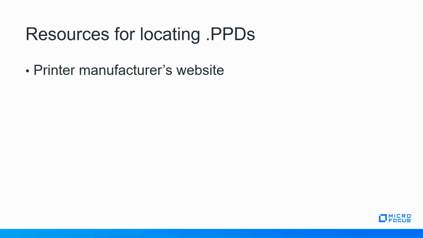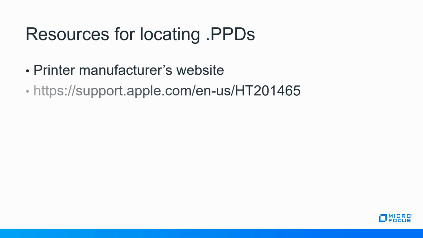The first step is to actually locate your PPD, and probably the best resource for finding your printer driver for your Mac operating system is the printer manufacturer's actual website. You can also go to this URL, and it is a list of printer manufacturers and supported printers kept by Apple with links to each of the printer manufacturers' websites.